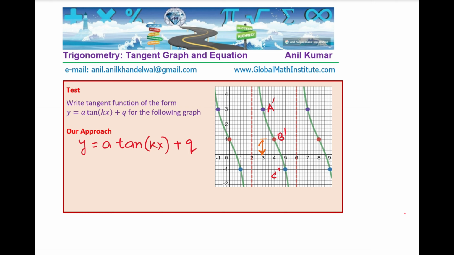vertically. So q is vertical translation. So that distance refers to q. So from here we can clearly see it is 1 unit. So we can say that q equals 1.